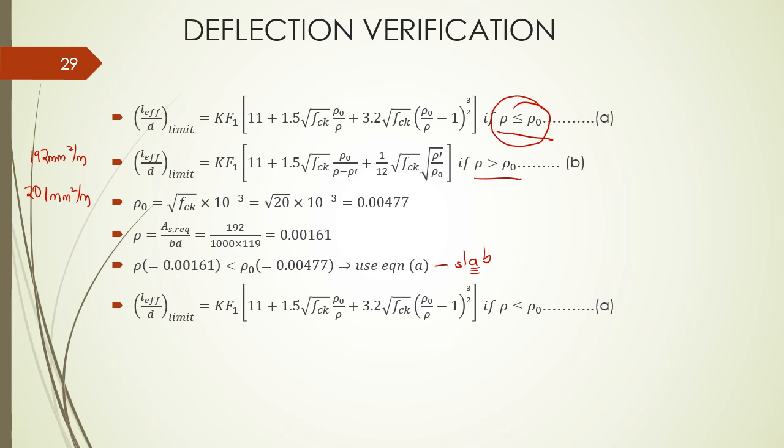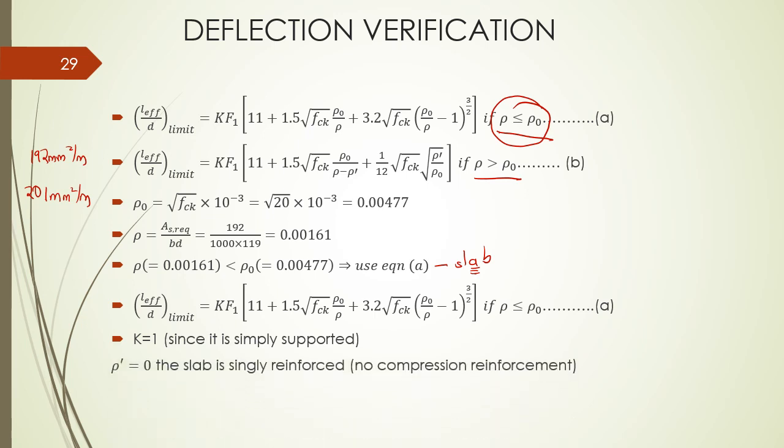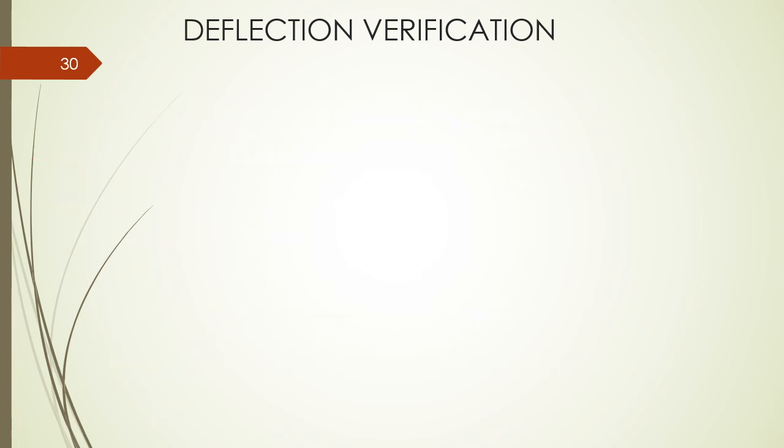Then we need to compute the limit allowable as per our code of the span to depth. We'll use the worst case, that K equals 1, since it's simply supported, even though it's simply supported by restraining beams. We'll find rho prime is 0, since there is no compression reinforcement.